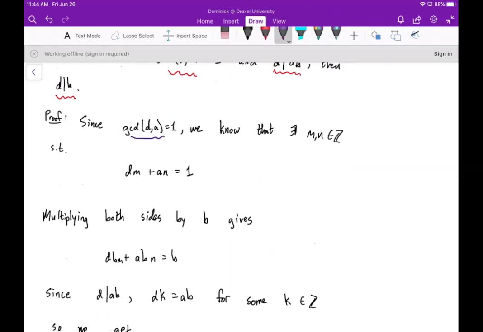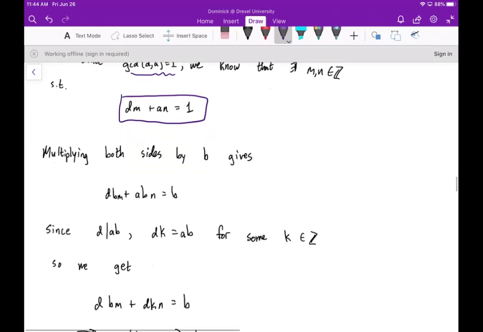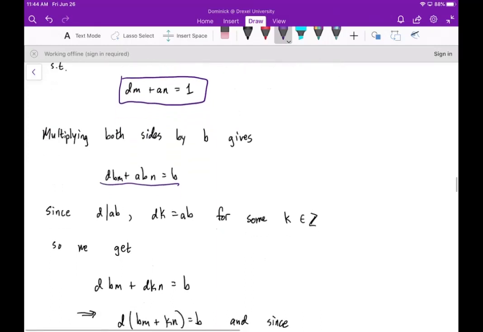So we know that the GCD of d and a is 1, then we know by the previous theorem that there exist m and n such that dm plus an is equal to 1. Now, if we multiply both sides by b, we get this equation here, right? So just distribute a b on the left side, and then 1 times b is b.